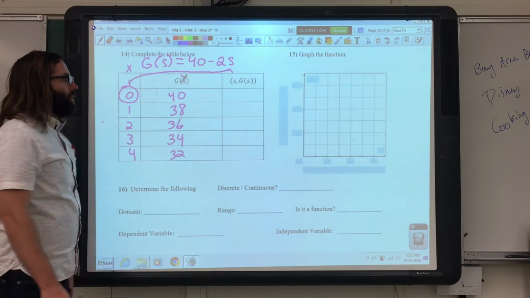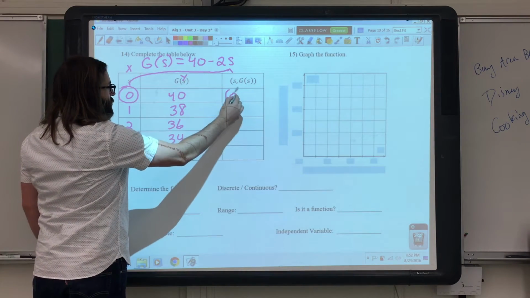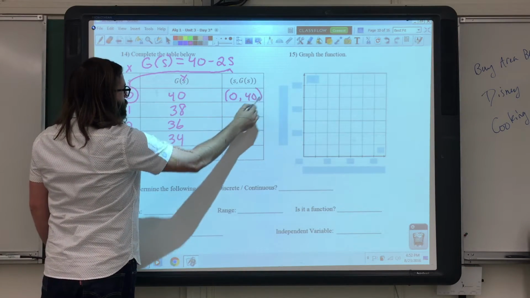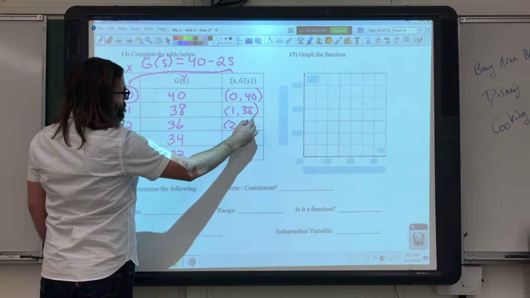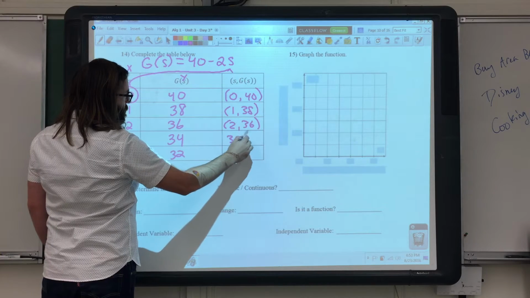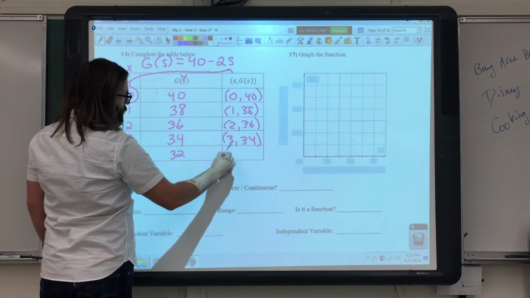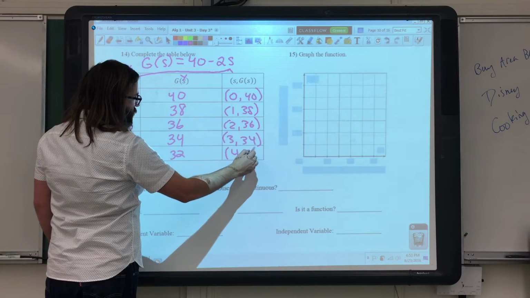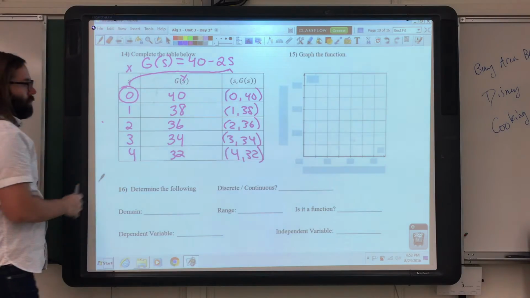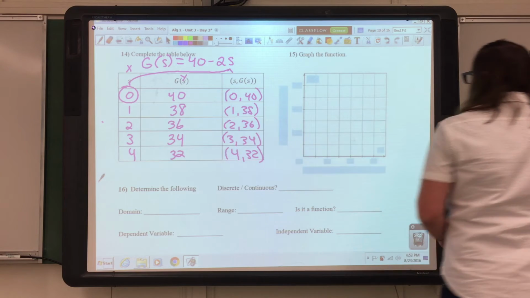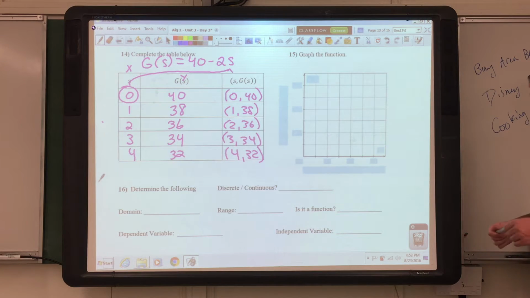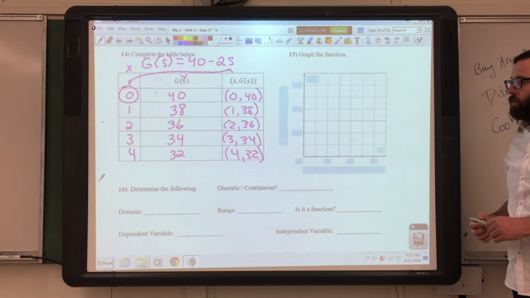And over here in coordinate notation, we have our X's, which is 0 for this case: (0, 40), (1, 38), (2, 36), (3, 34), and (4, 32). Okay, those are our coordinates.